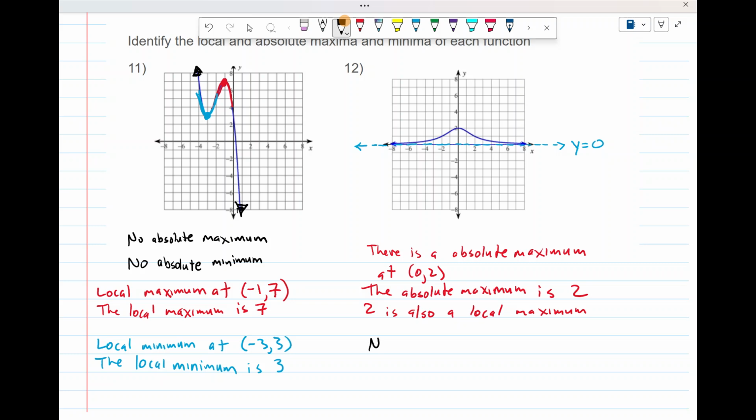So there's no absolute minimum, and indeed there's no valley either, right, that we can see. It's not going to turn back up. It keeps getting smaller and smaller. So there's no absolute nor local minimum for this function.